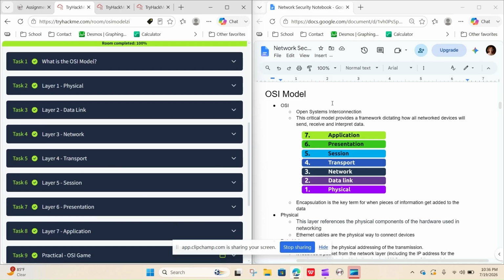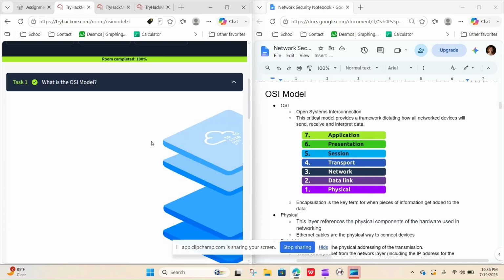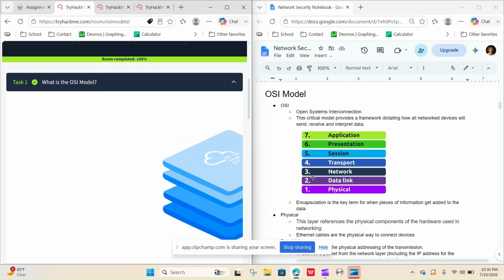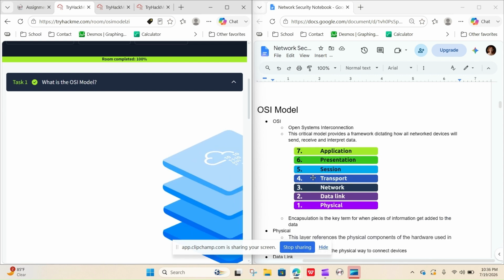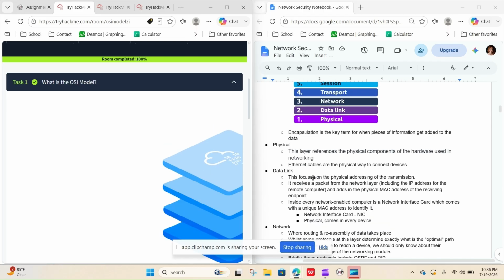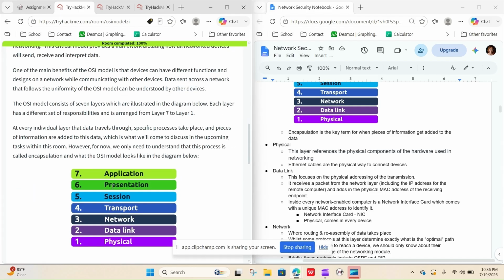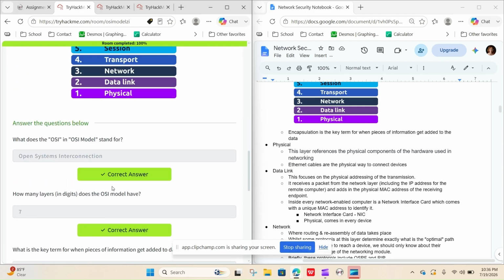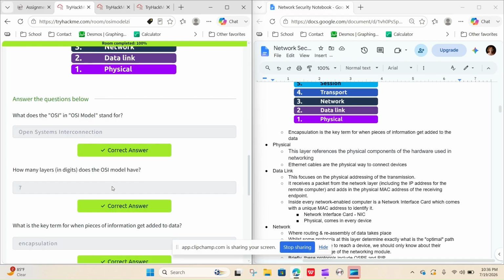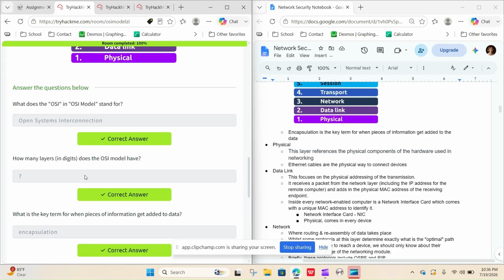So first we went over what is the OSI model. OSI stands for Open Systems Interconnection, and it provides a framework dictating how all network devices send, receive, and interpret data in 7 layers. Encapsulation is the key term for whenever pieces of information get added to the data. As we see in the actual room, it covers all of that in a higher quality. And you can see that I answered those questions in my notes as well.